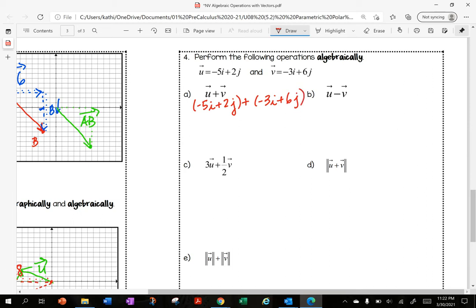So this is adding like terms. I add the i's to the i's, which are the horizontal component, and the j's to the j's, that are the vertical component. So negative 5i plus negative 3i is negative 8i. And 2j plus 6j is 8j. So when I show them with the i's and the j's, I put them in parentheses. But when I show them as a vector, I don't have the letters i and j. So that'd be negative 8, 8.